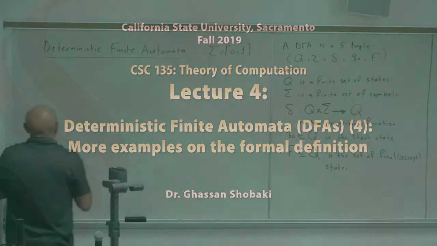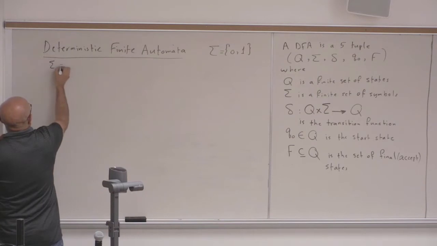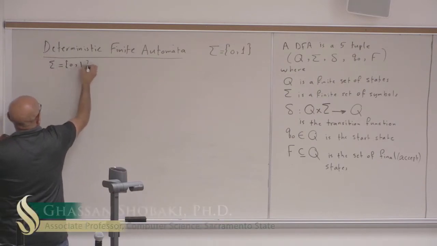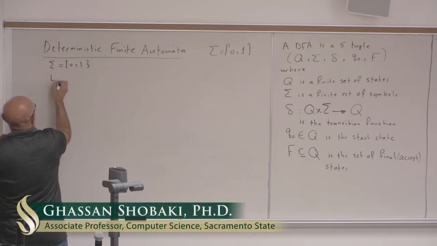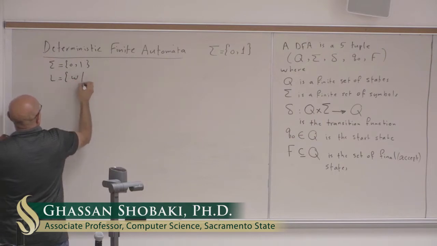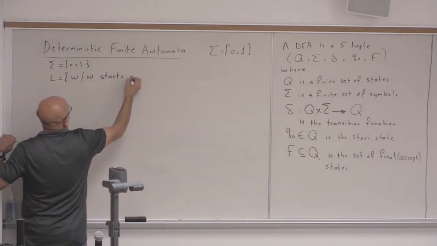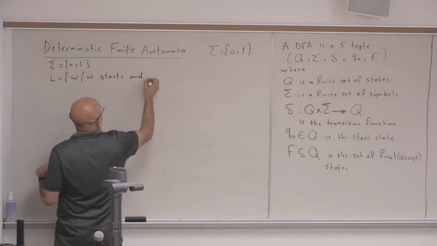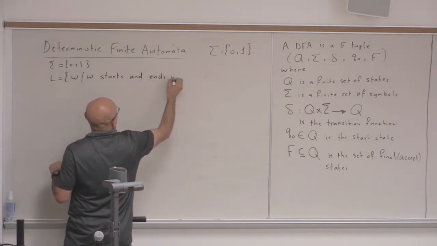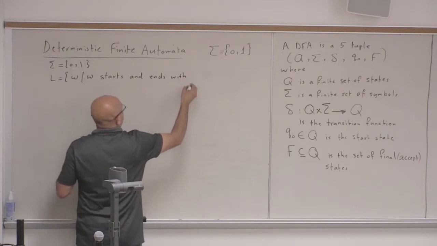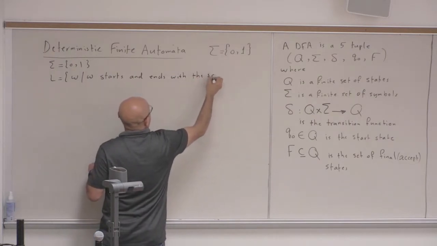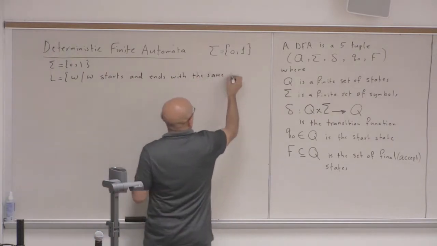Okay, so let's take this. Sigma is again {0, 1}, and L is the set of strings W such that W starts and ends with the same symbol.